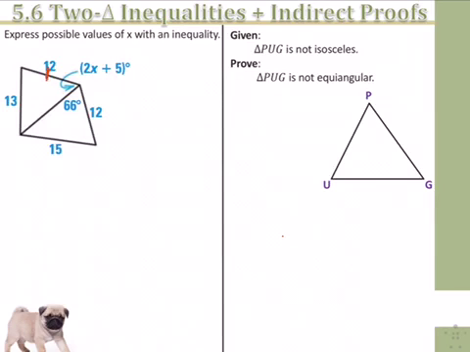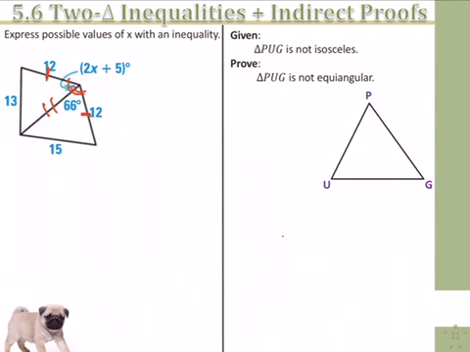So I acknowledge 12 and 12 are congruent. I acknowledge that this unnamed segment is congruent to itself. I did a bad job of showing it, though. There we go. And if I want to express possible values of x with an inequality, I'm probably going to use the hinge theorem here. Number one, because it's the hinge theorem section, and number two, because this is the only way I have to get x involved in some kind of inequality here.